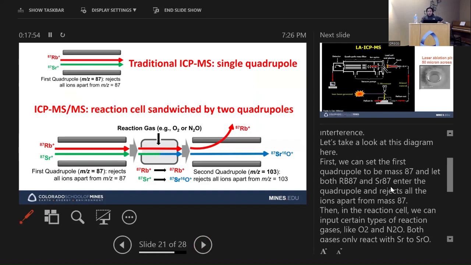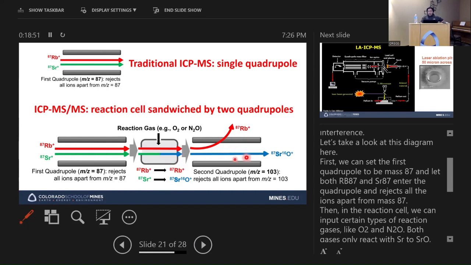Let's take a look at this diagram here. First, we can set the first quadrupole to mass 87 and let both rubidium 87 and strontium 87 pass this quadrupole, and at the same time reject all the ions apart from mass 87. Then in the reaction cell, we can fill in some reaction gases like oxygen or nitrous oxide. With these reaction gases, strontium will react and form strontium oxide. At the same time, rubidium doesn't react with these gases. It will stay at the same mass.